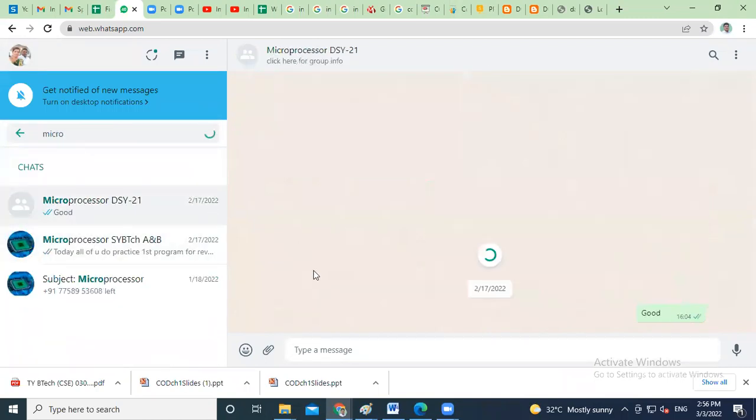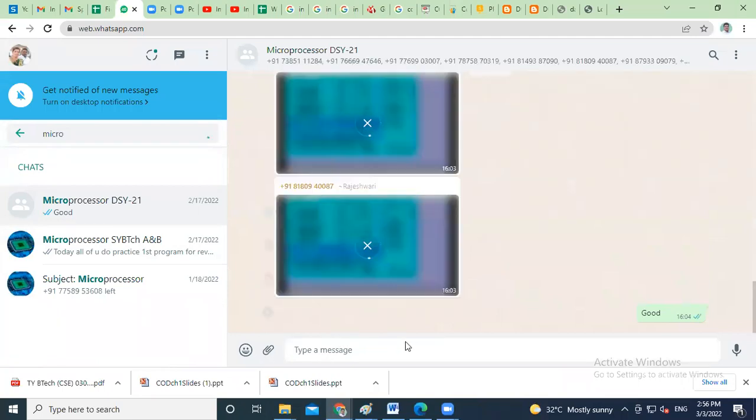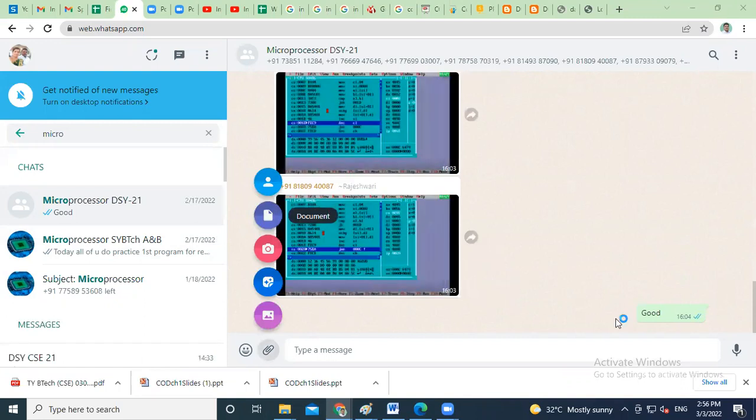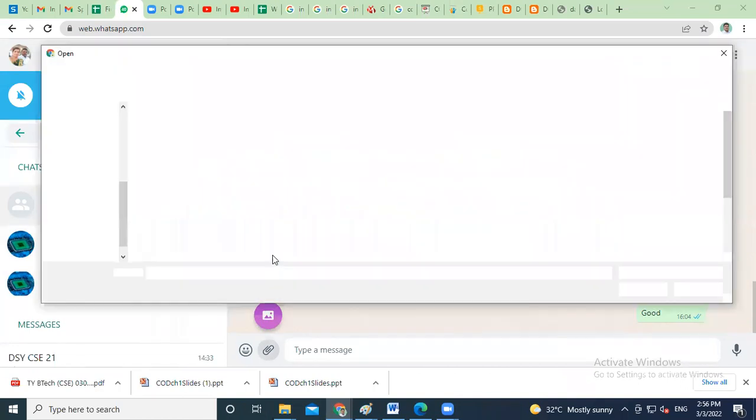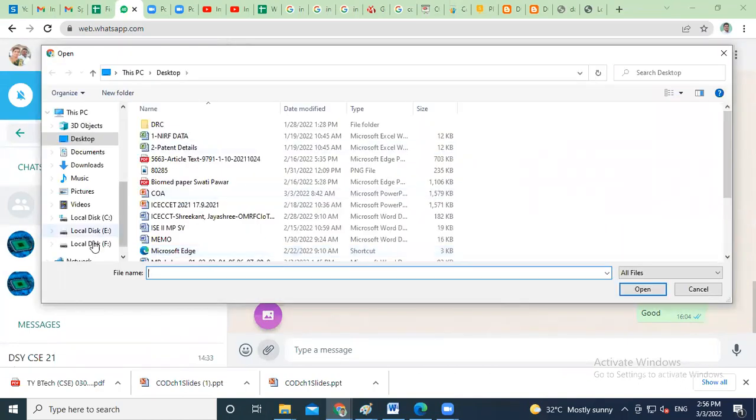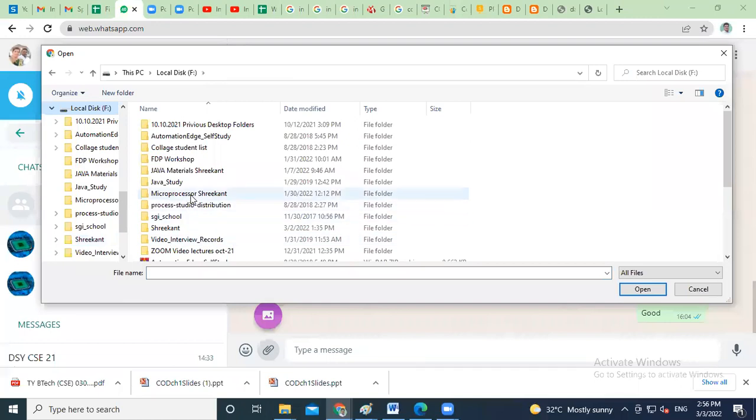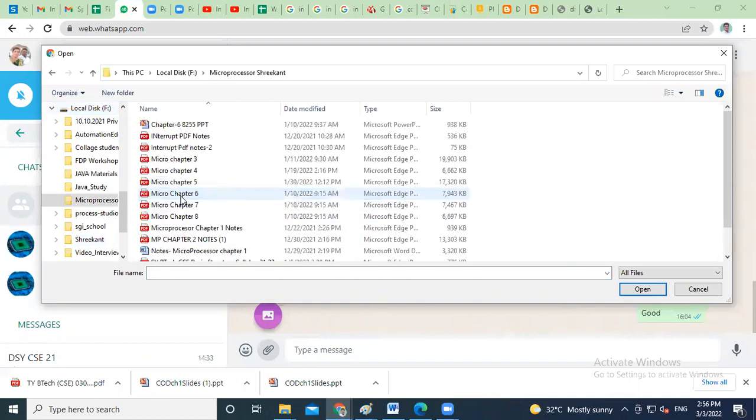So this is the microprocessor DSY. Here I have to dump the unit number 7 notes. Just a second. Okay, yes, fine. So this is microprocessor unit number 7.